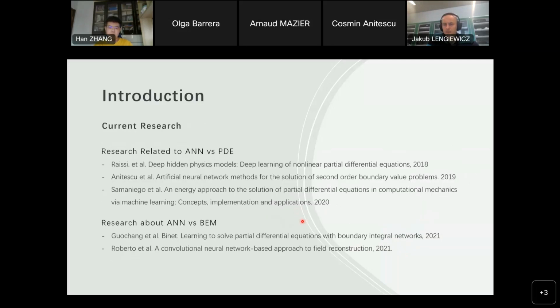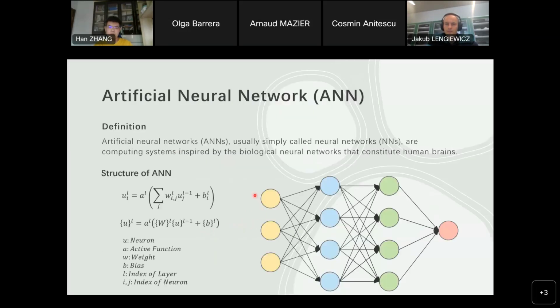Here is some current research on artificial neural networks relating to partial differential equations, and also the boundary element method. Next, ANN. Yes, we all know ANN. In this research, we are using the most basic architecture of the artificial neural network, which is the deep neural network. A deep neural network is basically a computational graph simulating the biological neural network inside the human brain.